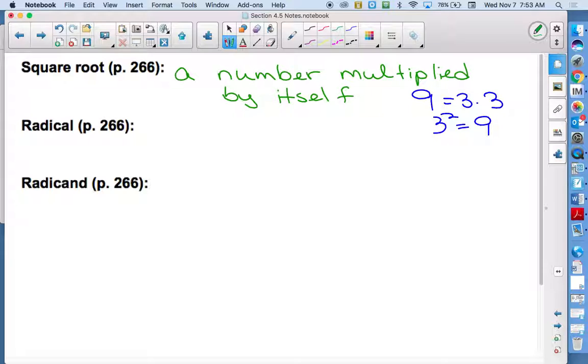So then there are two other words underneath. We have a radical and a radicand. So if I wrote the square root of r, the radical is the actual symbol. So the radical is the square root symbol.